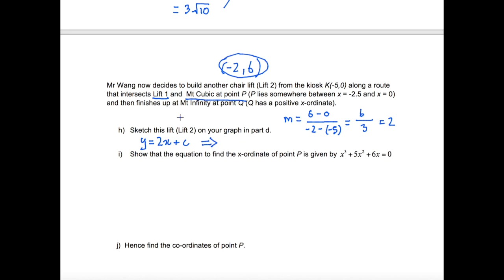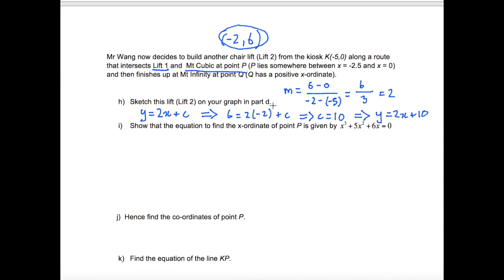Then we substitute in some coordinates. Let's use these ones here, because if we substitute an x and a y value, we can find our c value. So 6 is equal to 2 times negative 2 plus c, so c equals 10. Then our whole equation is y equals 2x plus 10. Alright, nice.